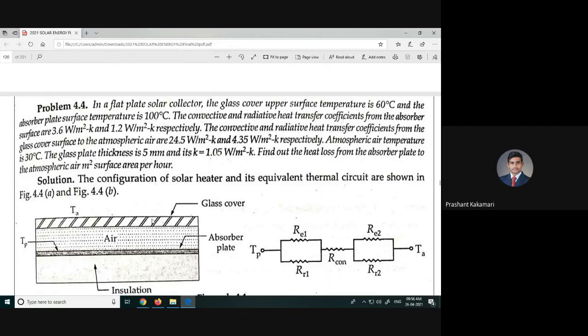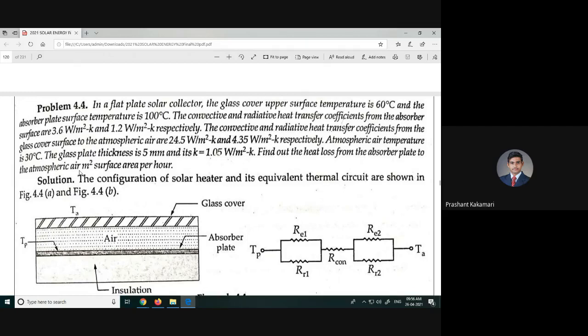Nothing is given. But the unit suggests, see here, the heat transfer coefficient or radiative heat transfer coefficient, the unit suggests that it is all for per meter square. Similarly, the question is also asking per meter square area and per hour, we need to find out the heat loss from the absorber plate to the atmospheric air. So considering both the conditions, glass as well as absorber plate, how much heat is lost to the atmospheric conditions.